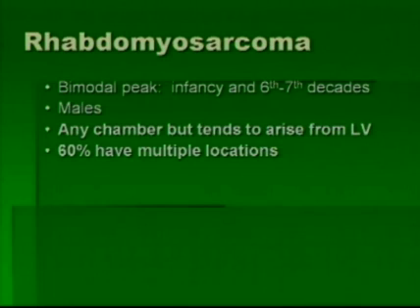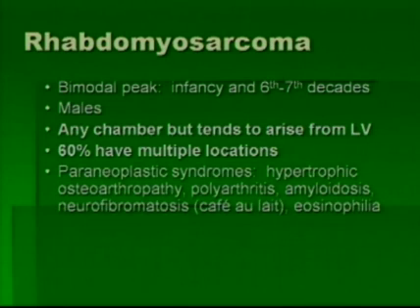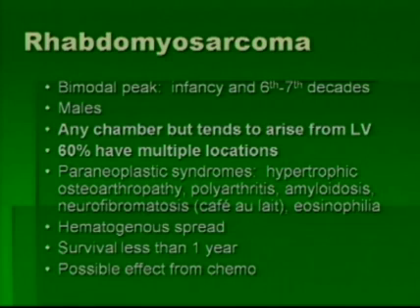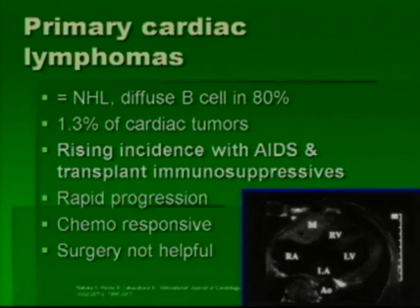60% have multiple locations. Paraneoplastic syndromes are found in them: hypertrophic osteoarthropathy, polyarthritis, amyloidosis, neurofibromatosis, which, as you remember, caused the cafe au lait spots, and eosinophilia. They are noted to have hematogenous spread, and so survival is less than a year. There may be an effect from chemotherapy, but for the most part, surgery is really the only option. Primary cardiac lymphomas are quite different than these other malignant cardiac tumors.